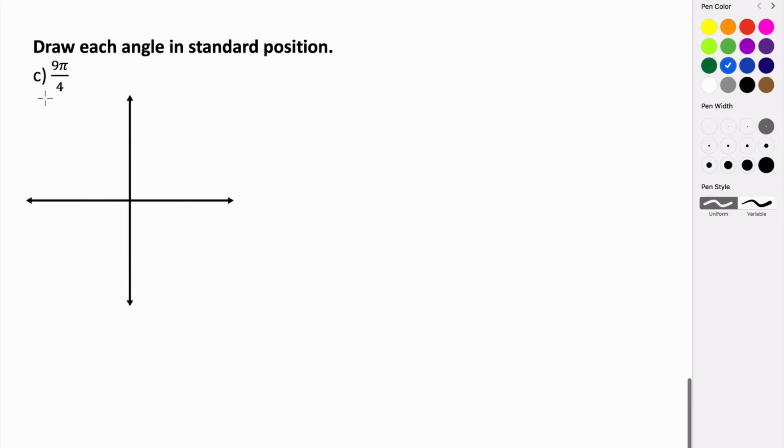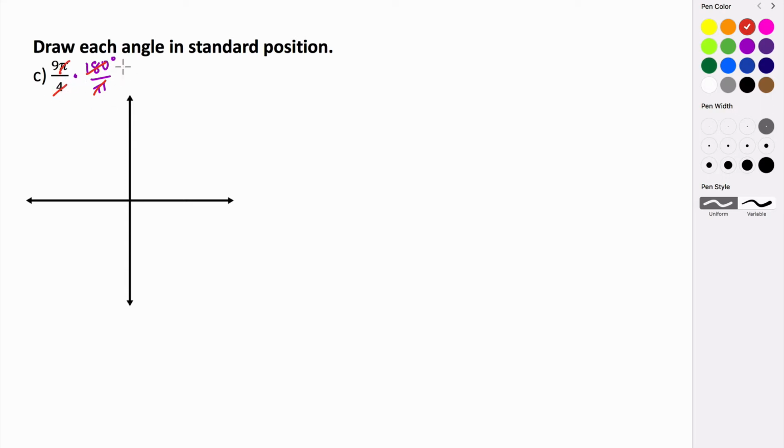In this example, we want to draw the angle 9 pi over 4 in standard position. 9 pi over 4, maybe we don't have the best idea where this is because we're dealing with radians. So we can always convert this to degrees. To convert this to degrees, we are going to multiply by 180 degrees divided by pi. I know that the pi's will cancel.